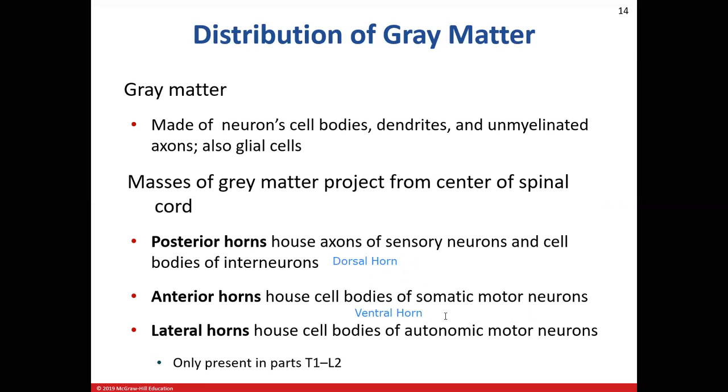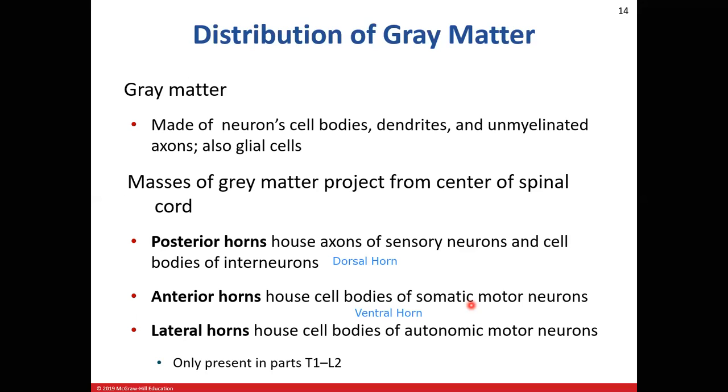Now, if we look at the posterior or the dorsal horn, it's going to house the axons of the sensory neurons and cell bodies of other additional interneurons. The anterior horn is going to house the cell bodies of our somatic motor neurons. Okay? Now make that distinction, because these are the somatic motor neurons, which means the anterior horn helps to control skeletal muscle. The lateral horn, however, houses the cell bodies of our autonomic motor neurons.